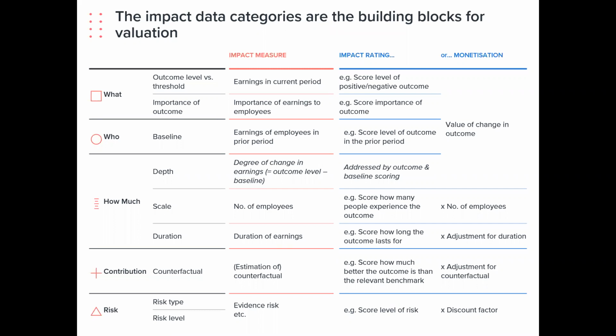And then on monetization, if you look at, for example, TPG Rise Fund and the monetization methodology that they use, the formula they use to get to a socioeconomic value of an impact is literally these data categories multiplied by each other. So do reach out to them if you want to understand that, because it was gratifying to see that all of these building blocks are represented in that formula.